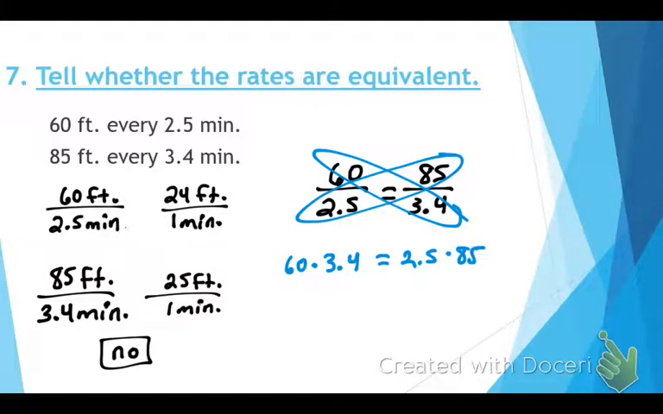Guys, what's 60 times 3.4? 204. And what is 2.5 times 85? 212.5. Do those equal each other? No. So still, no matter which way you do it, you can see the answer is no.